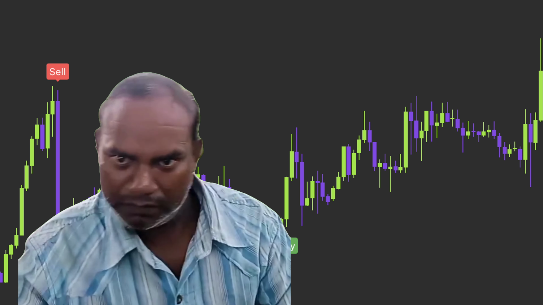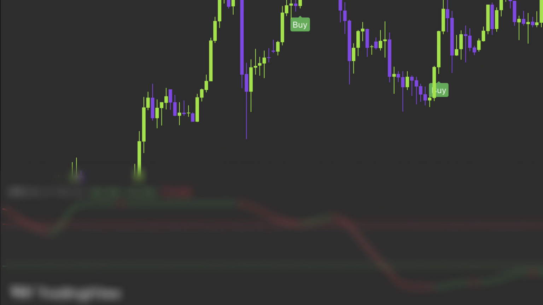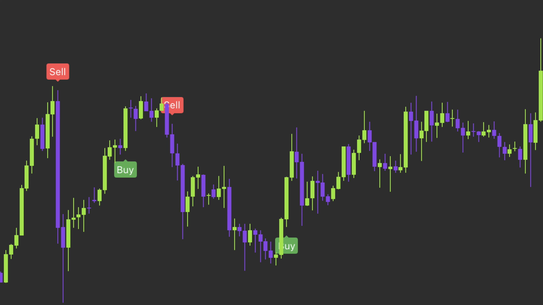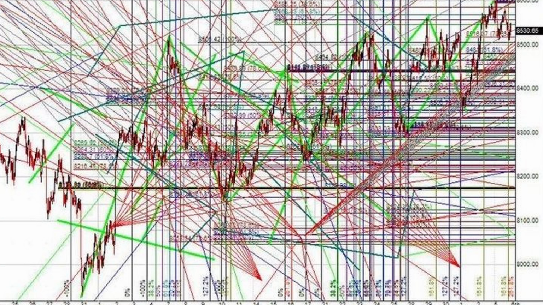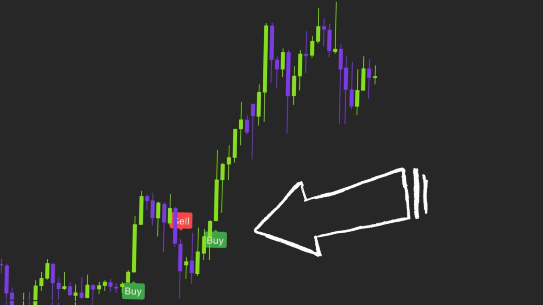This indicator should be banned. Not because it's bad, but because it's too good. I'm talking 80% win rate when used alone, and 90 to 95% when you add one simple trick I'm about to show you. Wow! You're going to be mad when you see how easy this is, because all those hours studying charts, all that technical analysis, you could have just used this instead.